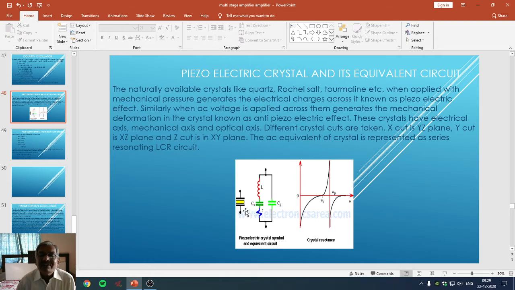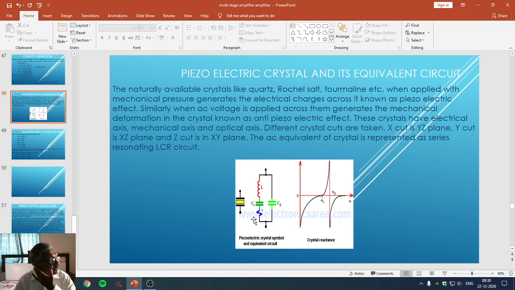Look here. This is the crystal which is represented, undergoing the piezoelectric effect or the anti-piezoelectric effect, which we have already studied. This is equivalent to this particular equivalent circuit, known as its LCR equivalent circuit. What makes it equivalent? The equivalent circuit is the same as a combination of L, C and R in series. Look at it.